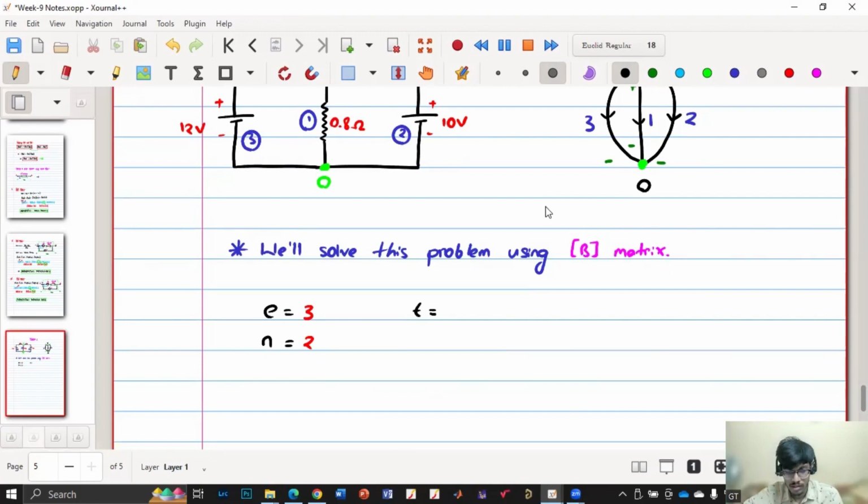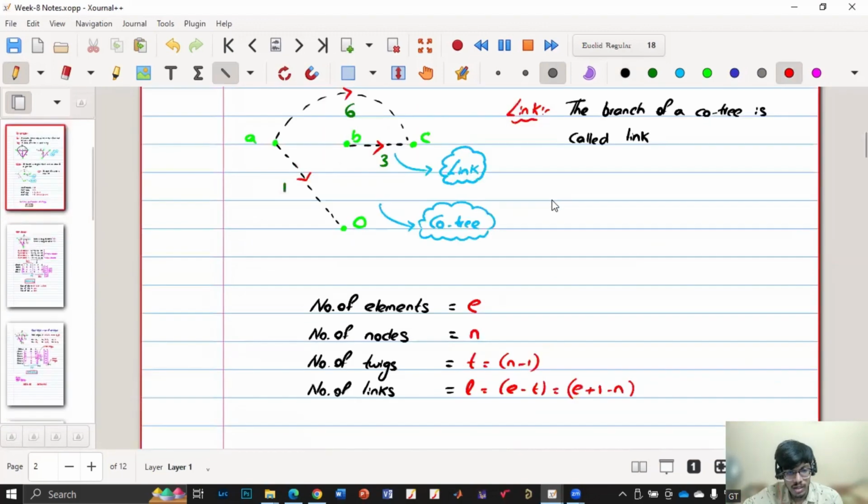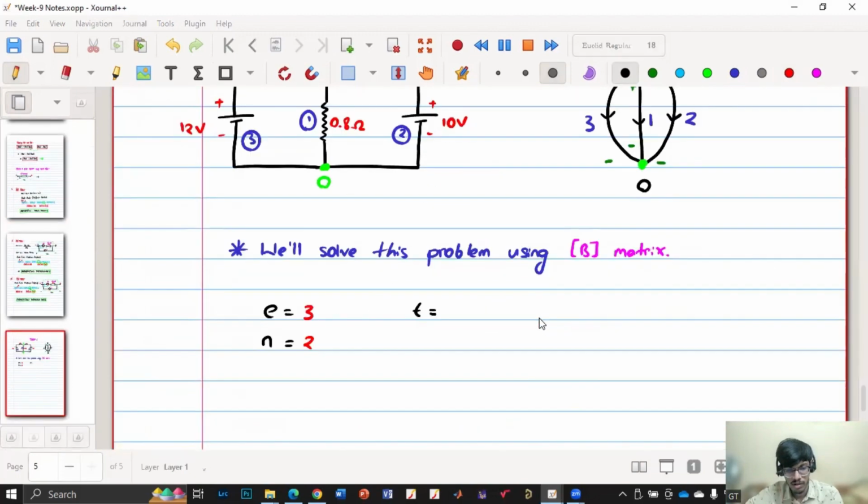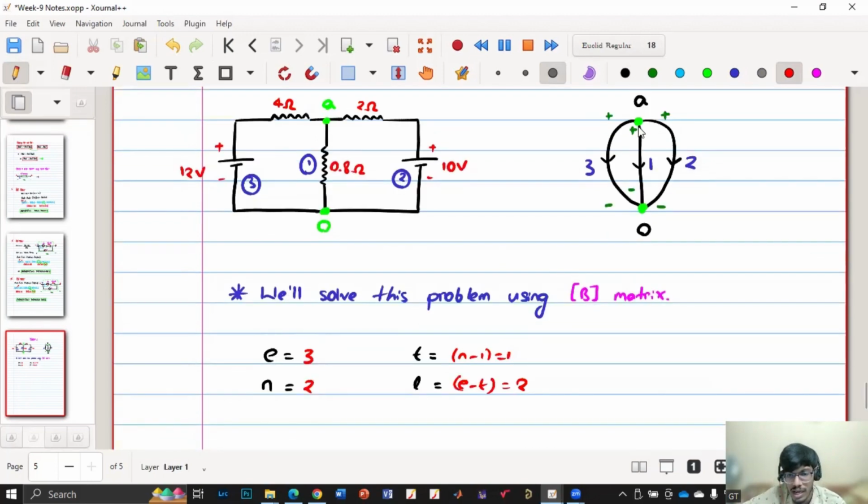So the number of twigs is n minus 1, which is 1, and the number of links is e minus t, which is 2. So there is only one twig. So in our tree, there is only one twig. So I'll consider element 1 as a twig.